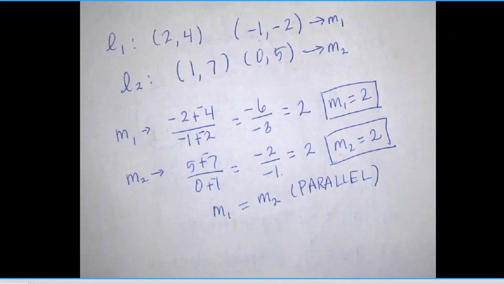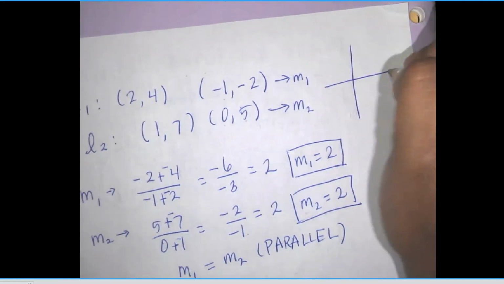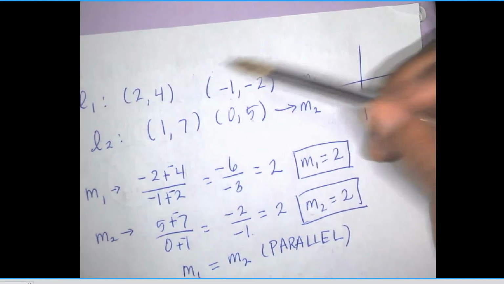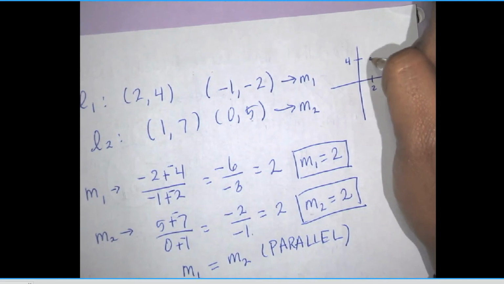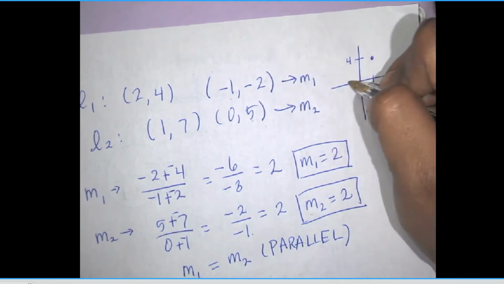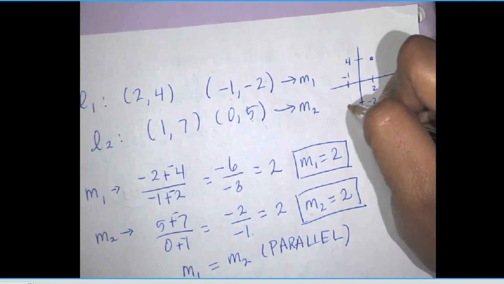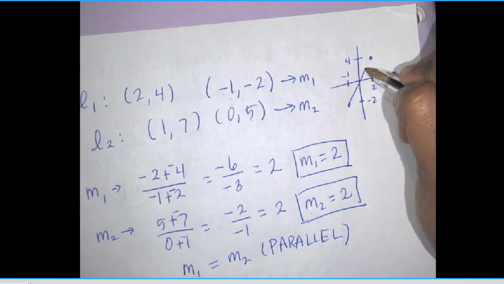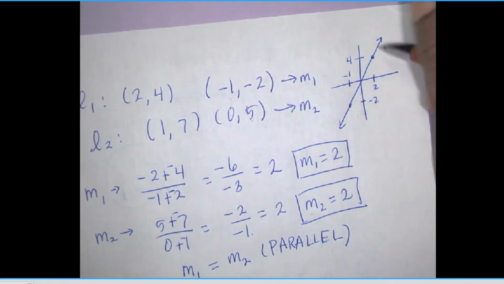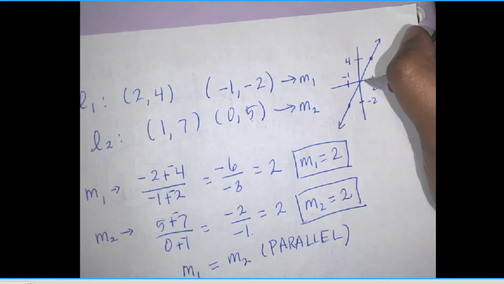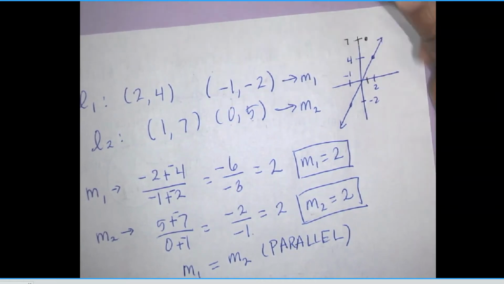All right. Oh, real quick, if I sketch just so we can see. So if I did a sketch very quickly, and I'm going to plot 2, 4 roughly. So again, I'm going to call this 2. I'm going to call this 4. Negative 1, negative 2. Here's negative 1. Here's negative 2. And then I just carefully make a line. Okay, then I'm going to plot 1, 7. So I'm going to call this 1. I'm going to say 7 is somewhere up here. And then I do 0, 5.